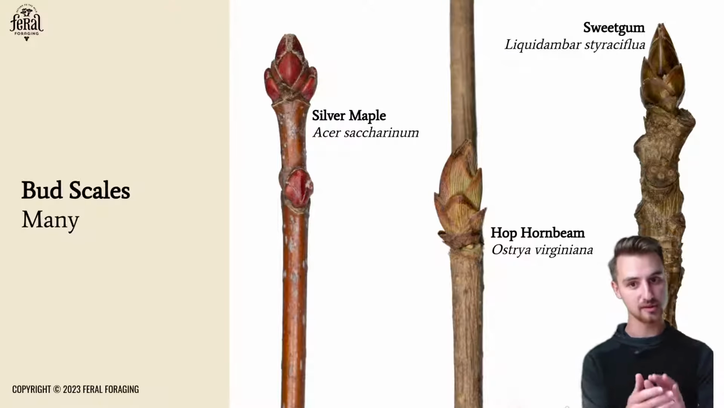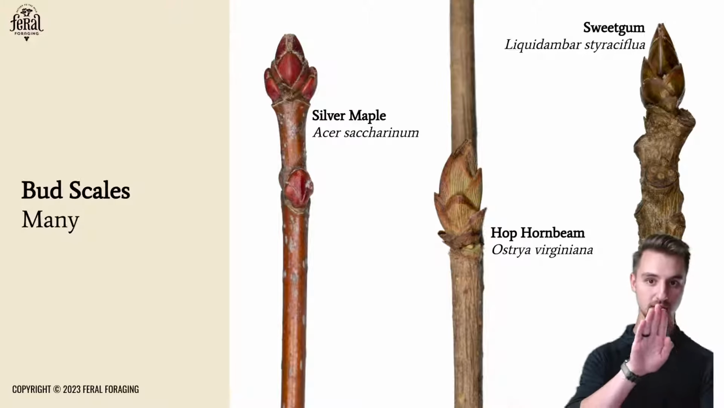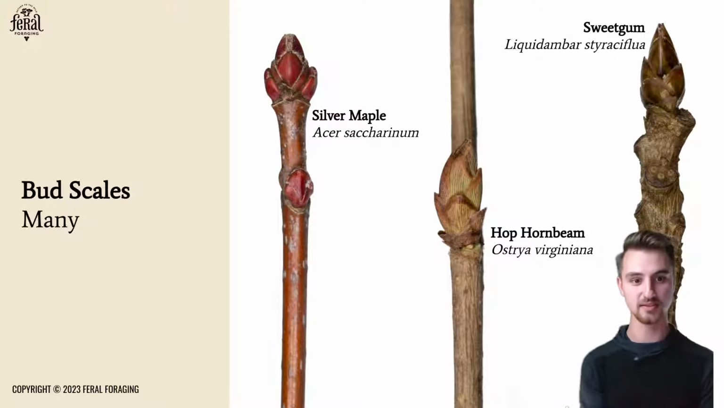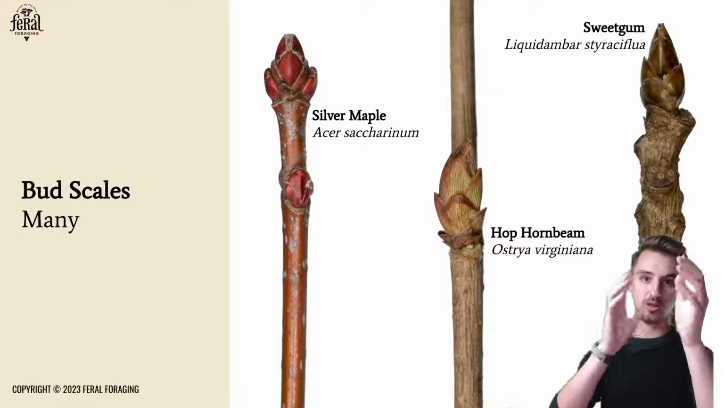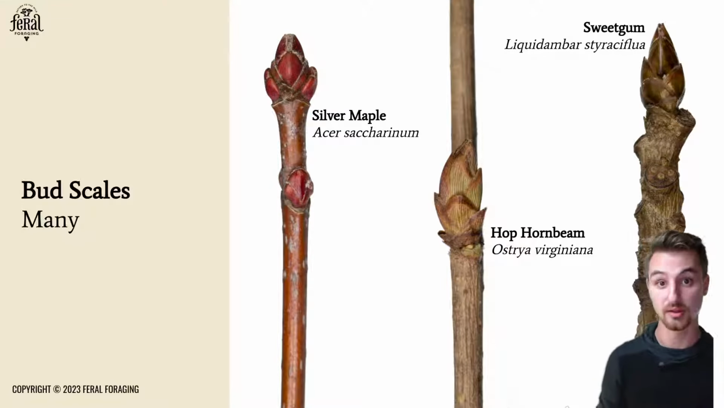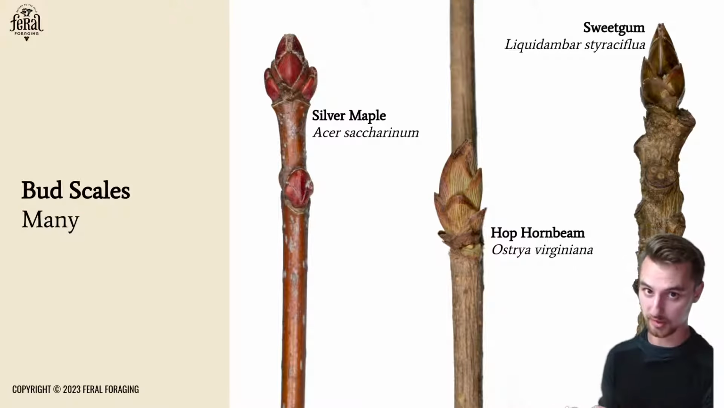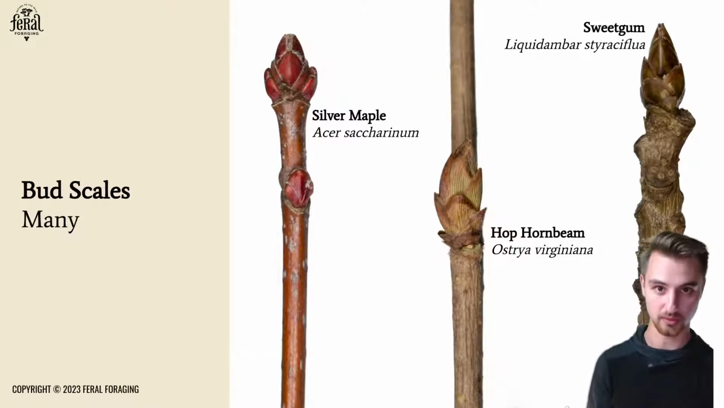And we can also kind of see that on the maple, the bud scales are distinctly paired, like we have 2 here, and then 2 here, and 2 here, and so on, right? But with the hop hornbeam and the sweet gum, they are moving up in an alternating arrangement as well. So in many ways, not perfectly, the arrangement of the bud scales is also following the arrangement of the tree, which I think is really cool.